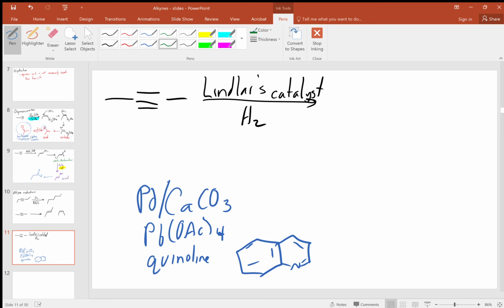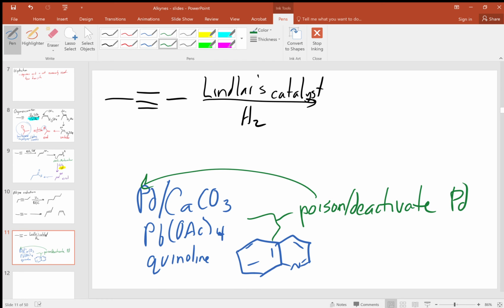But the role of these extra pieces, the lead tetraacetate and the quinoline, is they poison or deactivate the palladium. And in fact, they get the palladium to a point where it can react with an alkyne, but not with an alkene. And so the result here is that if you use Lindlar's catalyst, you can convert your alkyne to an alkene, but it won't go any further. And specifically, using Lindlar's catalyst gives you the cis alkene.